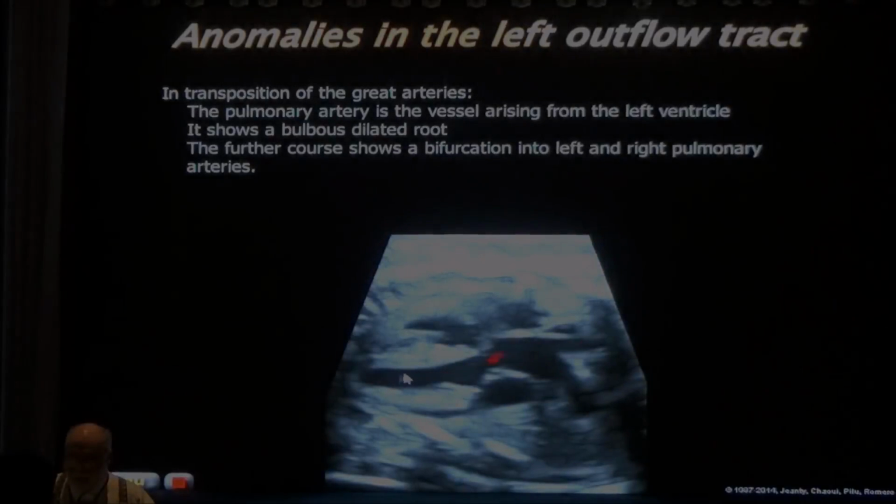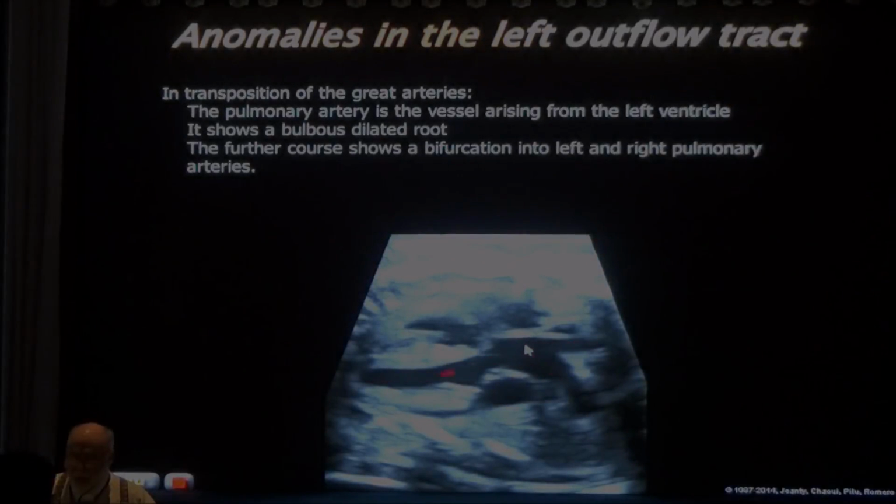Now here we have a left outflow tract. It goes into the aorta, and surprise, surprise, this aorta is dividing into two vessels. The aorta should not be doing that. This is not the aorta, this is the pulmonary. And so this is not a normal left outflow tract. This is a transposition of the great arteries.